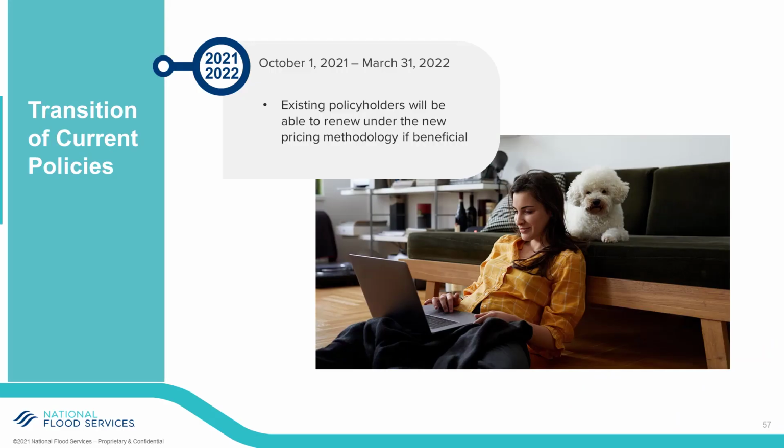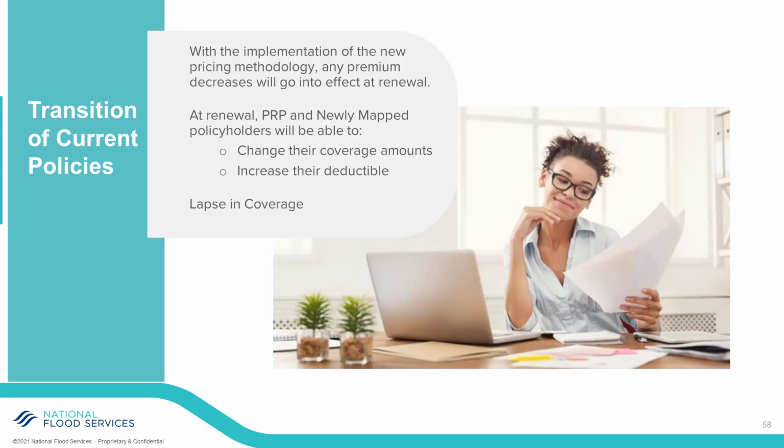For policies renewing between October 1st, 2021 and March 31st, 2022, FEMA is giving the policyholders the option to renew under the legacy methodology or the new Risk Rating 2.0 methodology. Existing policyholders will be able to transition over to the new pricing methodology if it's beneficial to the policyholder.